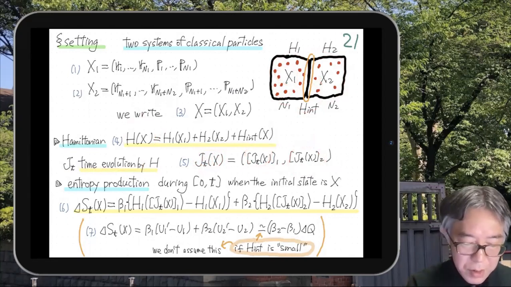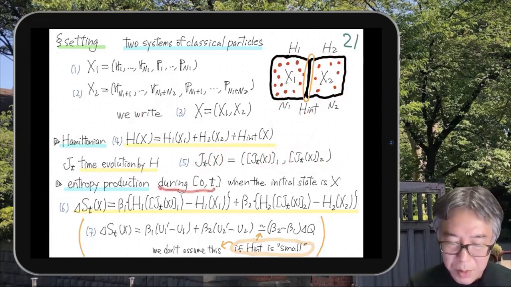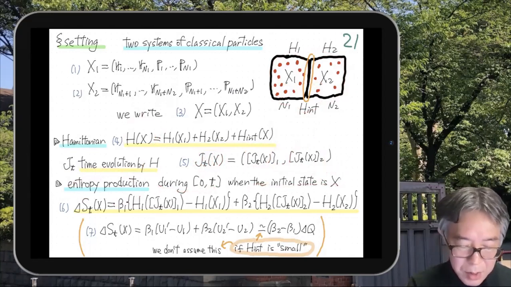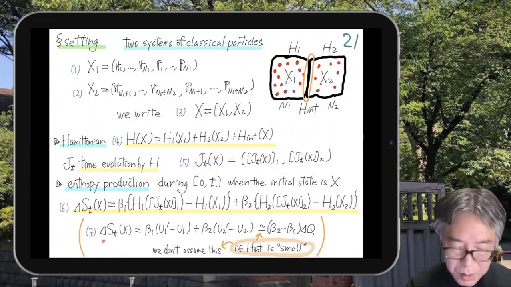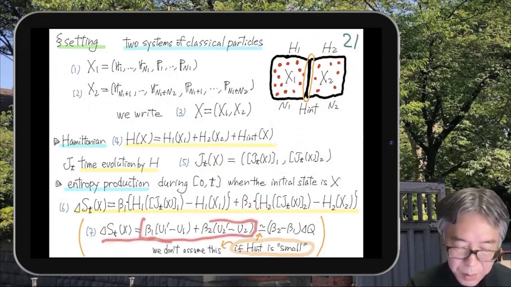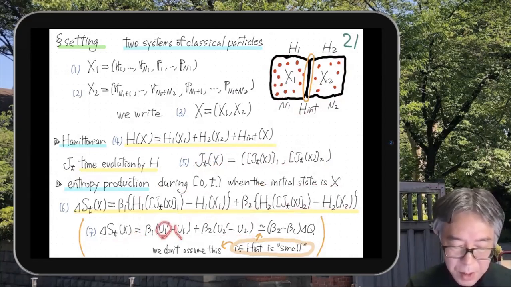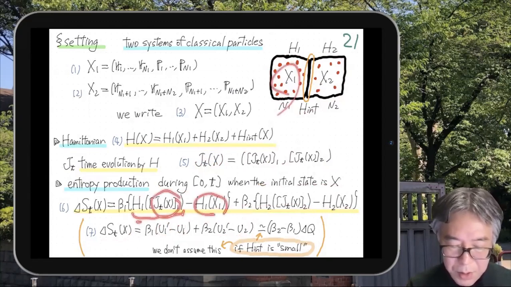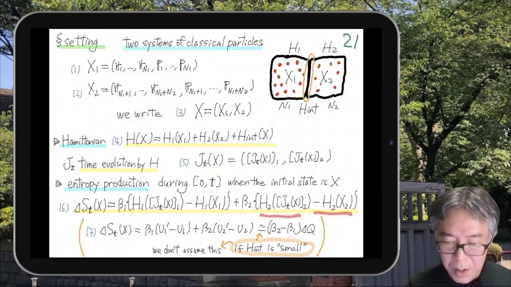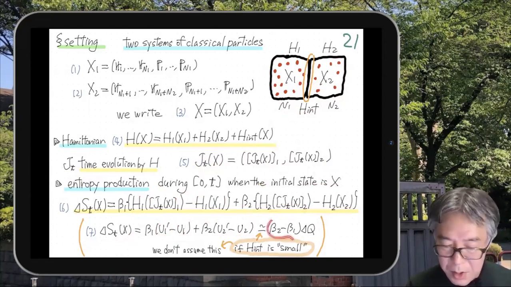Now I define a quantity called entropy production during this time interval when the initial state is x. It's simply this. And if you recall our thermodynamic formula for entropy production, this is precisely this. Here we had the difference in energy. Here we have the microscopic description of energy in terms of the Hamiltonian. So this is the final energy of system 1, right? And this is the initial energy of system 1. The same thing for system 2. And so this is basically this, provided that H interaction is small enough.